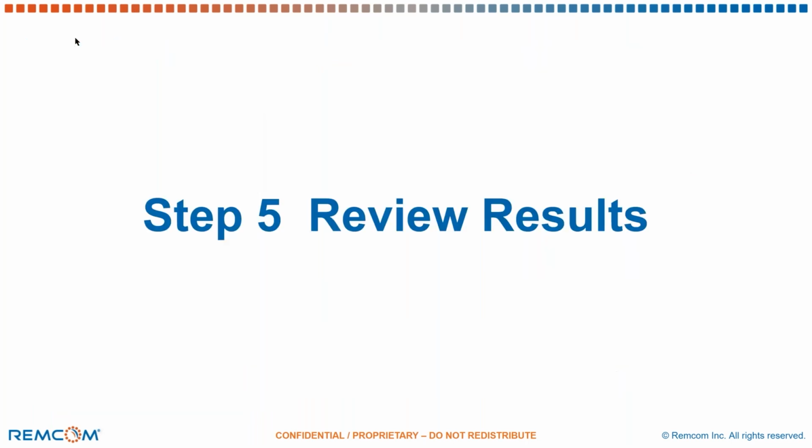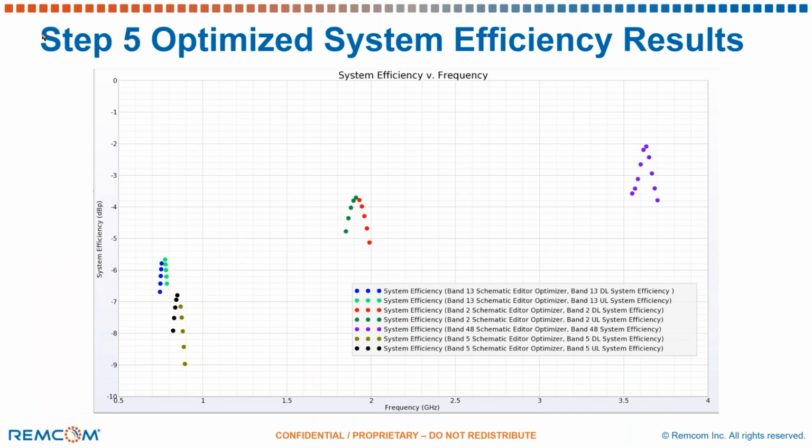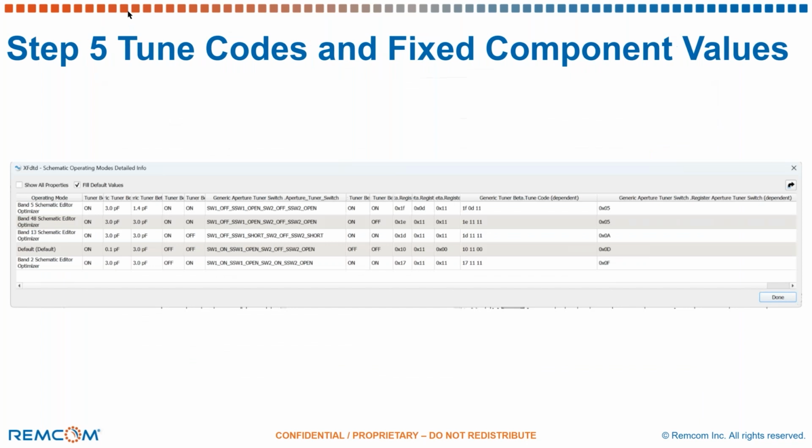And lastly, we'll review our results. After the particle swarm has given the optimizations, we can review the results, and here we have the system efficiency for the different bands. We have band 13, band 5, band 2, and then band 48 here on the far right. We also get the tune codes out for our impedance and aperture tuners, and we get the component types and values we saw in our schematic.